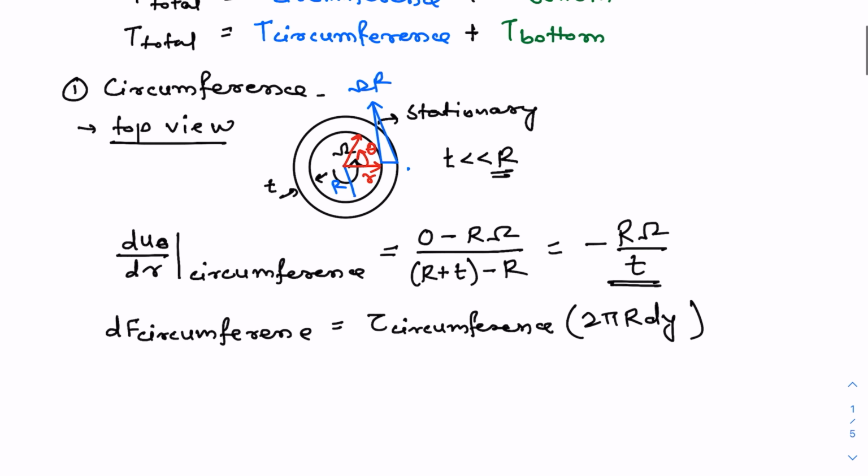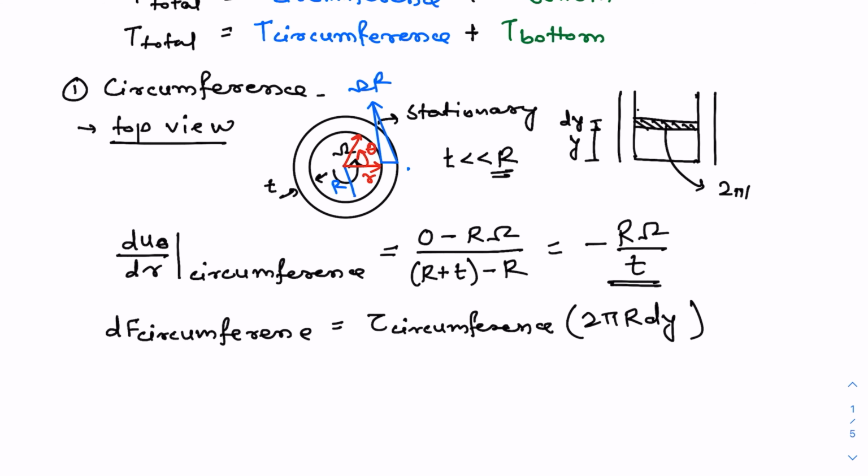So this is your inner cylinder, this is the outer cylinder, and at a particular height y, we are choosing this radial, circumferential strip of thickness dy. So its area is 2 pi capital R into dy.